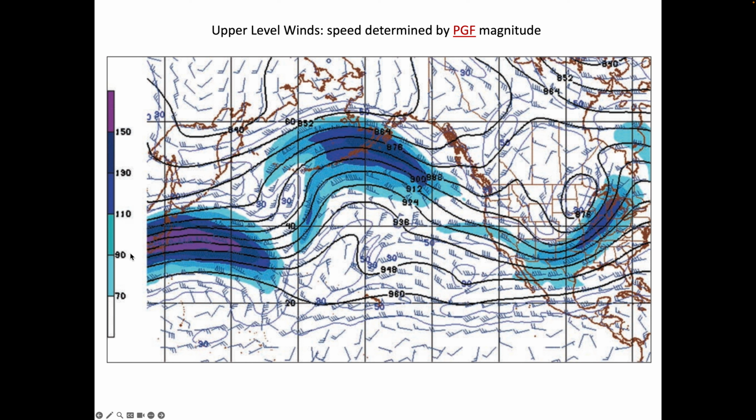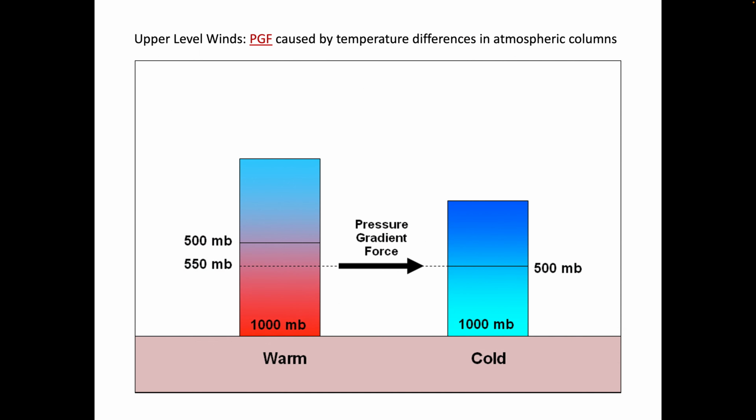Now the jet stream is basically a channel of very rapidly moving air through the troposphere, and the jet stream is strongest right by the tropopause, and tropopause level varies depending on the temperature of the column. It can be as high as 150 or 200 millibars in really warm columns, and it can be as low as 300 millibars in very cold columns. So just keep in mind that the upper level wind speeds are ultimately determined by the pressure gradient force magnitude, just like they are at the surface, by the way. Surface winds also, in terms of speed, are a function of the magnitude of the pressure gradient force.